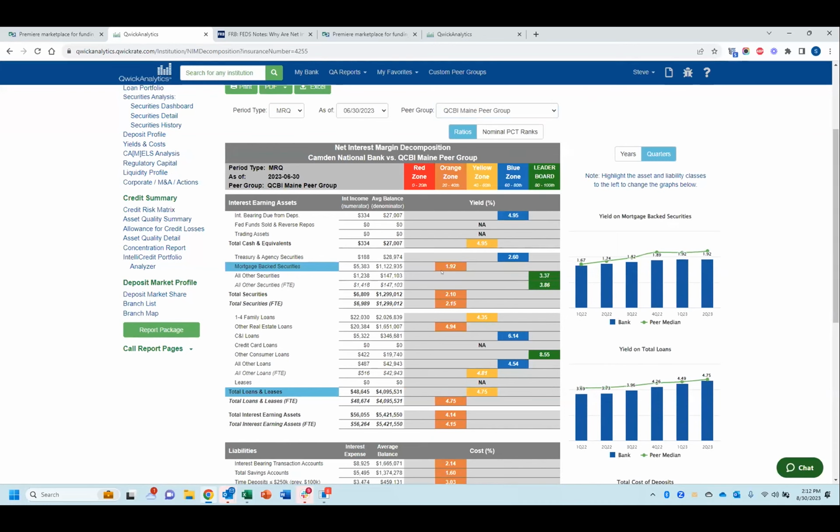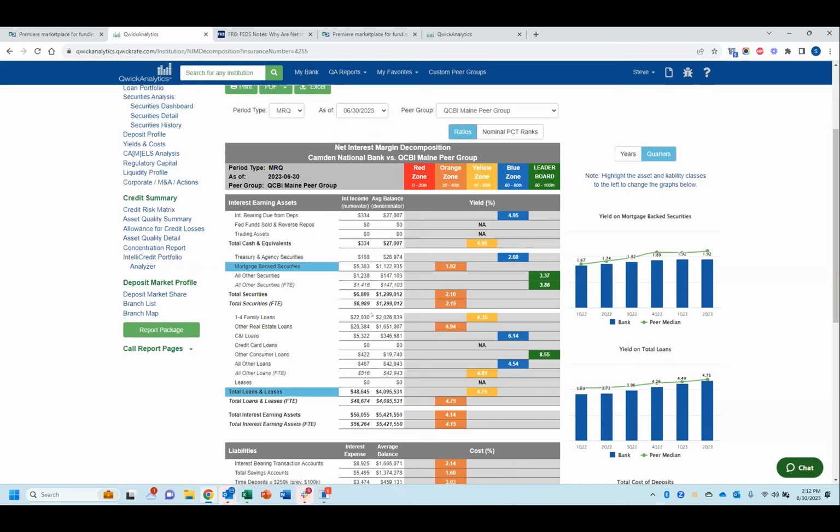But you can also view things not only as your ratio, but also the actual percentile rank. So if you're curious, well, all right, I'm in the 20th to 40th percentile range, the orange zone, so to speak, but what is my exact percentile? I can click on that, and they're in the 36th percentile compared to the peer group. So a little below average on mortgage-backed securities yields in the second quarter, but for other securities, for example, they're in the 80th percentile. So significantly above peer averages. So you can toggle between your ratio and your percentile rank. So a lot of flexibility on this page.